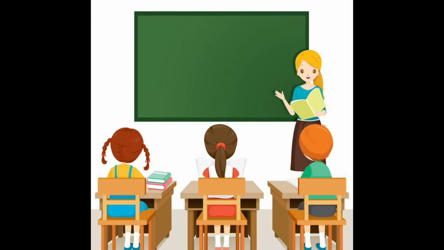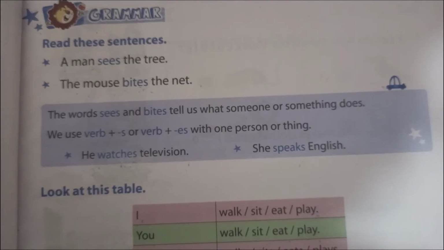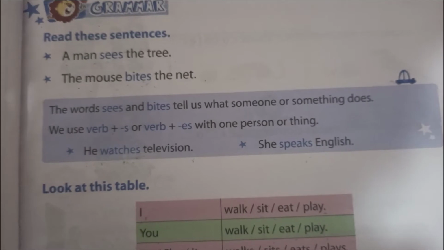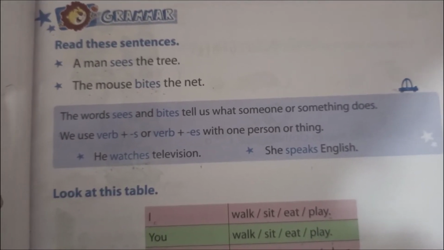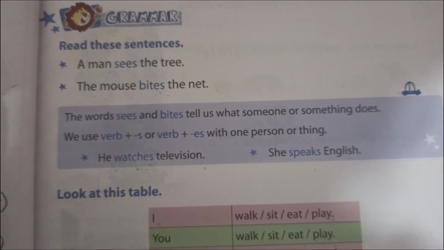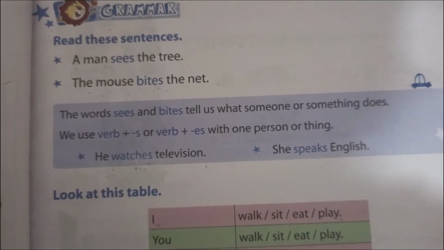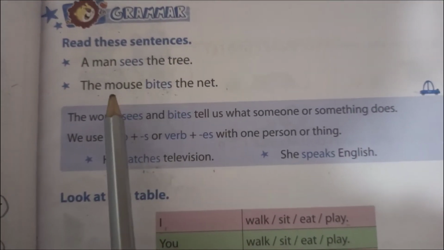Children, last class we completed the second chapter, The Hunter and the Doves. And I hope you all have read the lesson two times at home. Now, children, today let's do the exercise given in your textbook. Now, all of you open your textbook, take page number 13. Grammar.